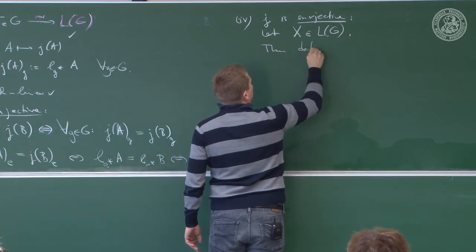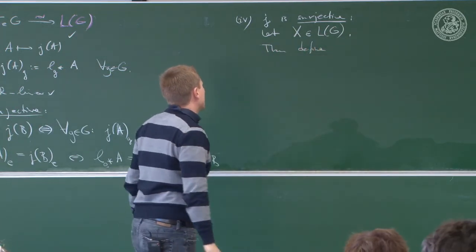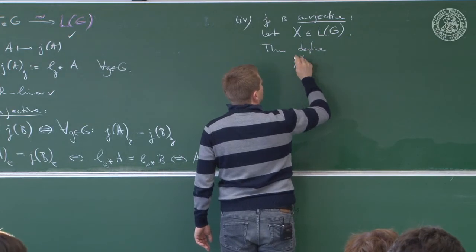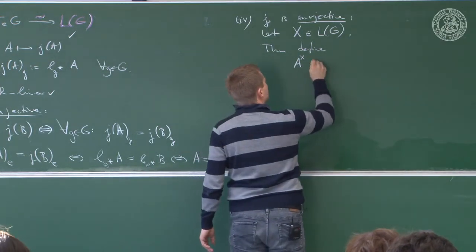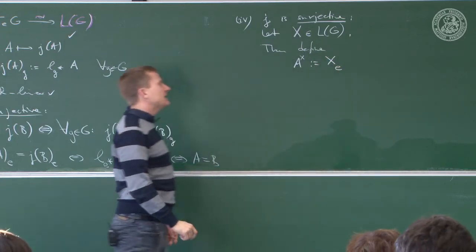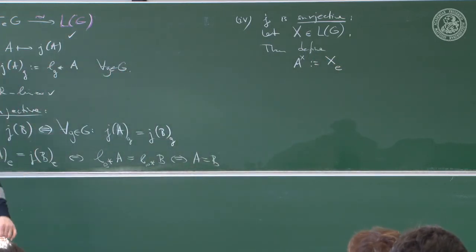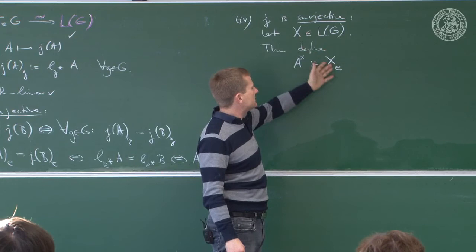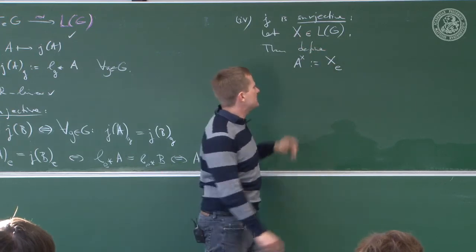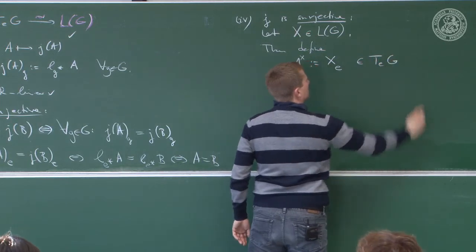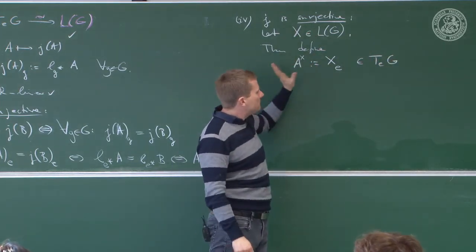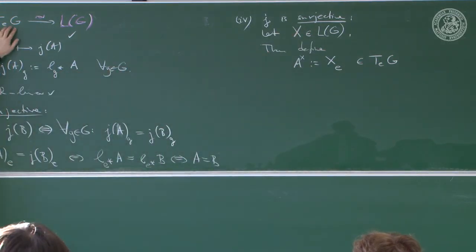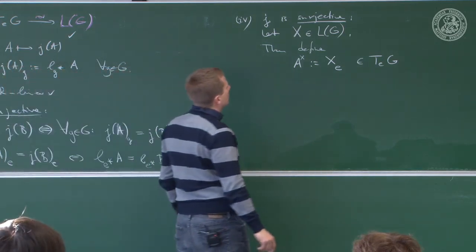Then define an A associated with this X, to be X evaluated at the identity. So if X is a left invariant vector field, it's in particular a vector field. If it's a vector field, it has a value in every tangent space. It induces a vector in every tangent space, also in the tangent space TEG. So if I let AX be that element generated from a left invariant vector field in the tangent space TEG, I have an element of TEG.